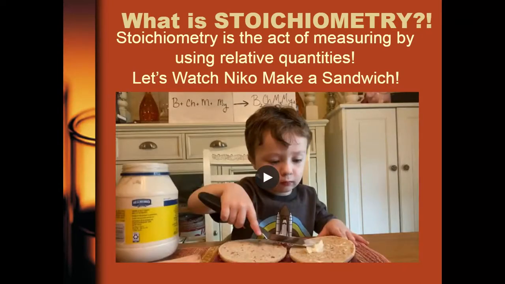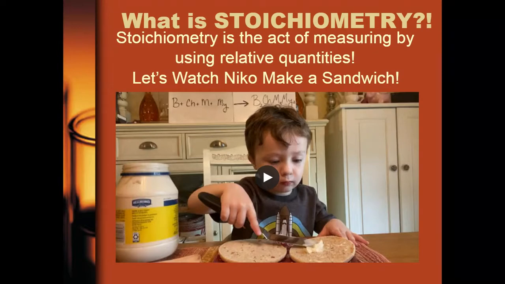Okay, so what you can see from the video is that Nico is following a very specific recipe in order to make his sandwich the way that he likes it. Nico's sandwich requires 2 pieces of bread, 1 piece of cheese. It requires two scoops of mayonnaise and 3 pieces of meat. Now, if Nico wanted to change the amount of sandwiches that he wanted to make, he'd have to change the quantity of each relative ingredient in order to meet his goal.